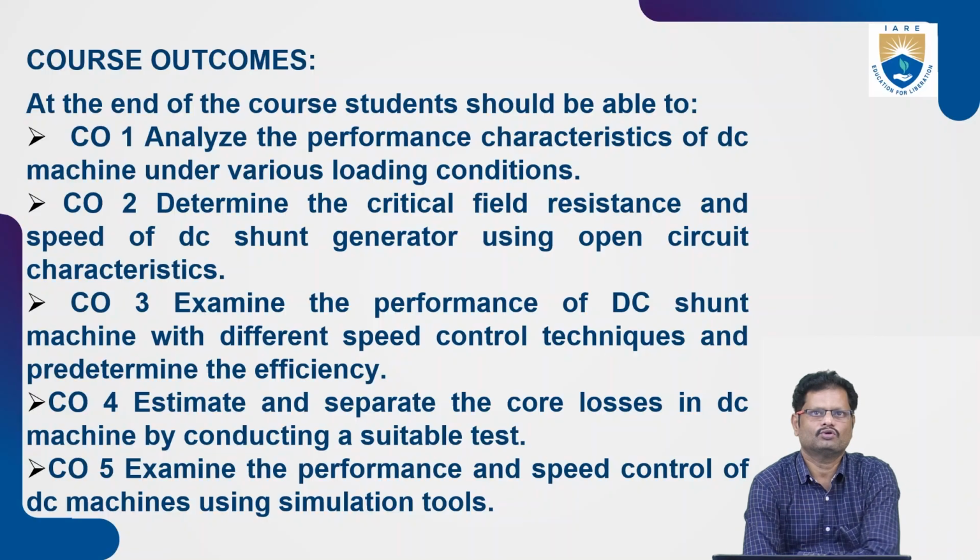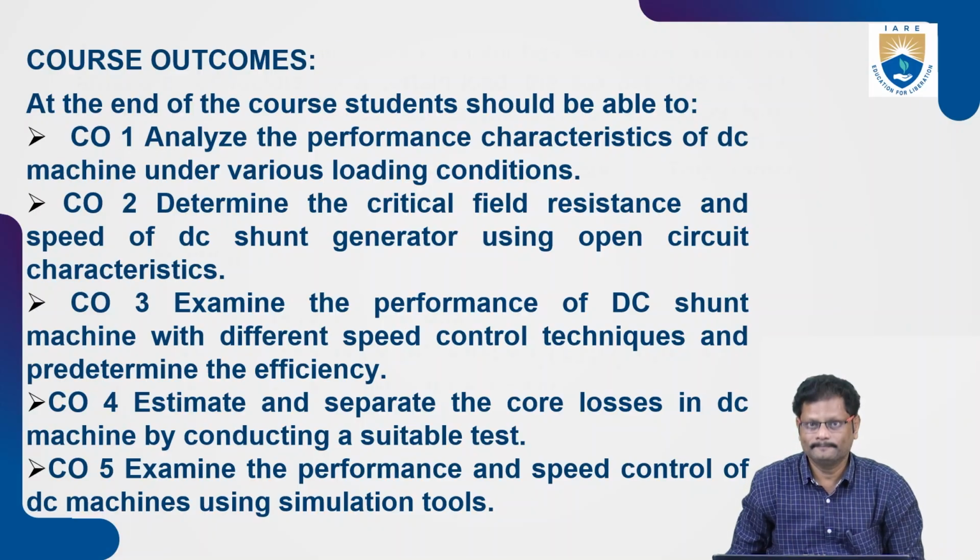Coming to the course outcomes, at the end of the course, students should be able to analyze the performance characteristics of DC machine under various loading conditions, determine the critical field resistance and speed of the DC shunt generator using open circuit characteristics, examine the performance of DC shunt machine with the different speed control techniques and predetermine the efficiency, estimate and separate the core losses in DC machine by conducting a suitable test, examine the performance and speed control of DC machines using simulation tools.